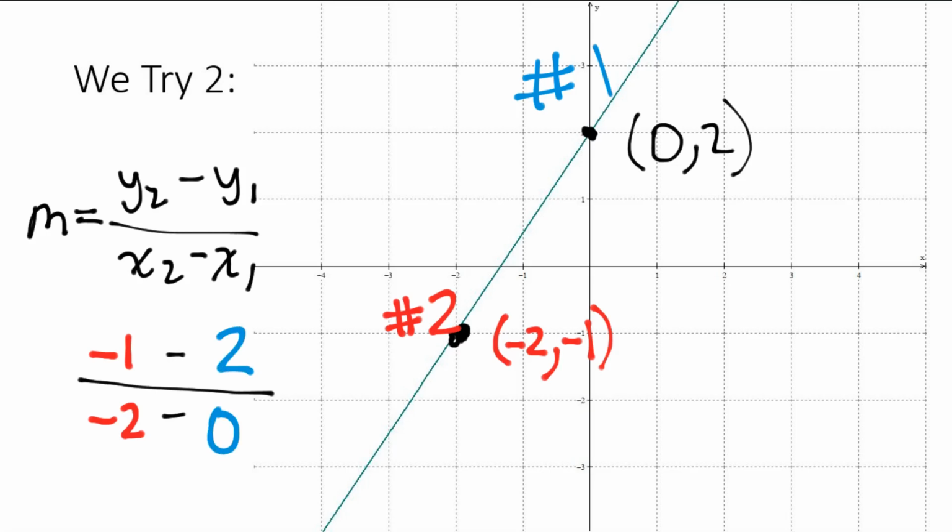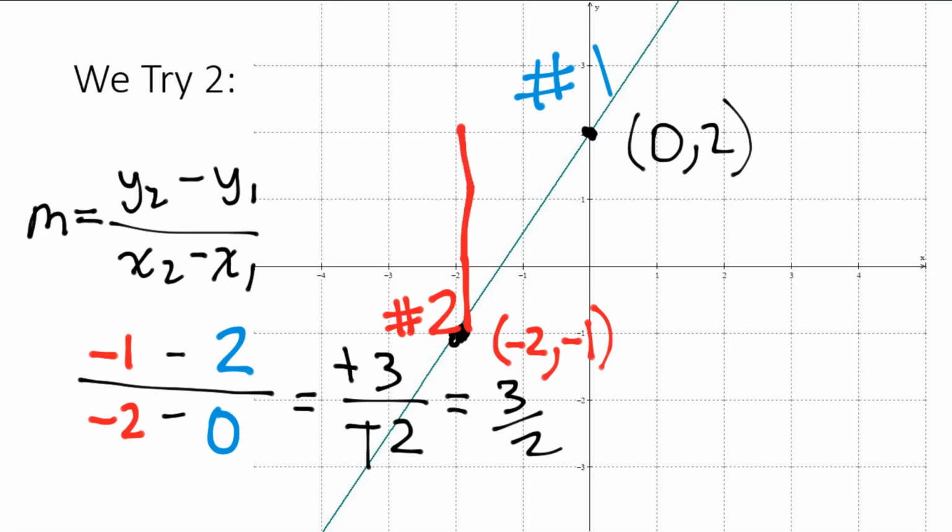Okay, so what's that going to be? Well, negative 1 minus 2 is negative 3. Negative 2 minus 0 is negative 2. So I'll get a positive 3 halves. Now let's double check with our graph. Did we rise 3 and run 2? Well, we went rising 3, 1, 2, 3, and over 2, 1, 2. Looks like we did it right.